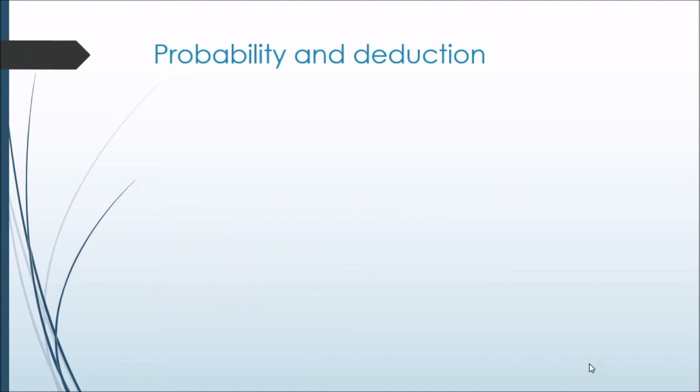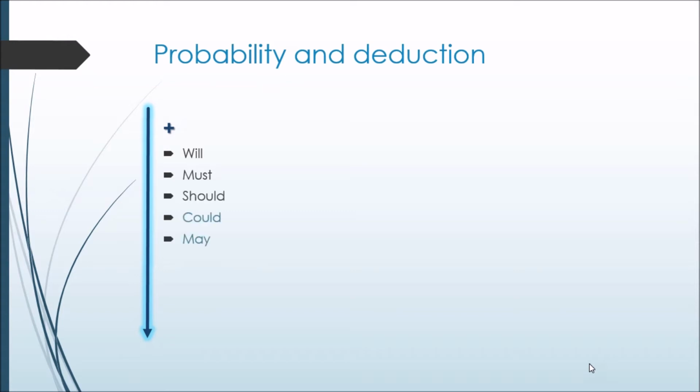Now we're going to open this topic by talking about probability and deduction. To me they're quite similar, so I'm going to put them in the same slide. Now if we draw a line and we had to classify them into the most probable and less probable modal verbs, the first one would be will, because it's a fact, it's quite factual. Then we got must, should, could, may, might, couldn't, and also can't.